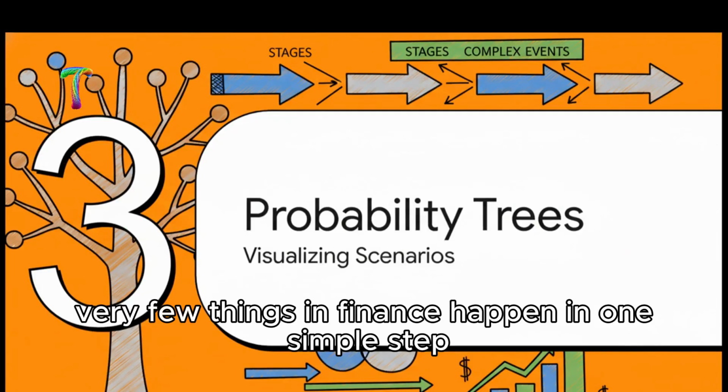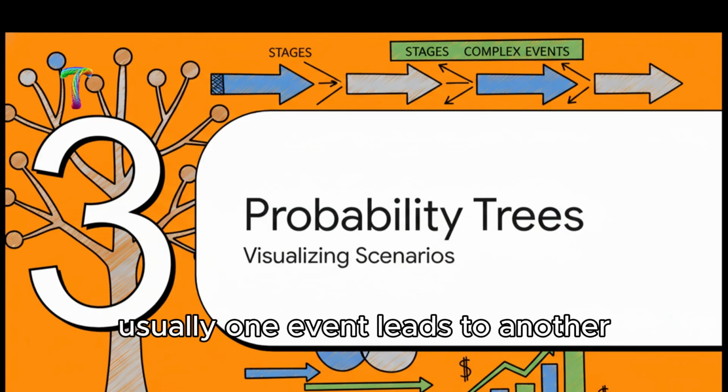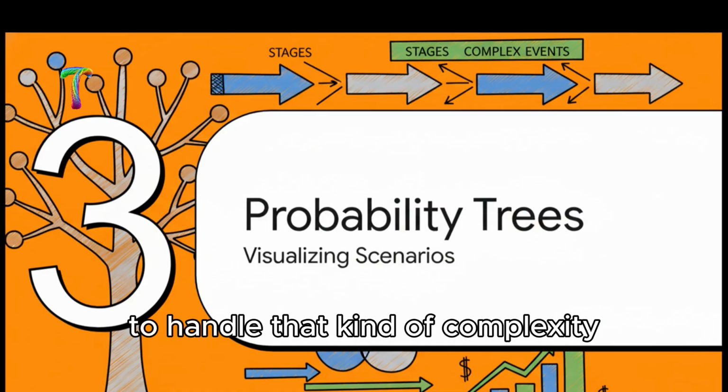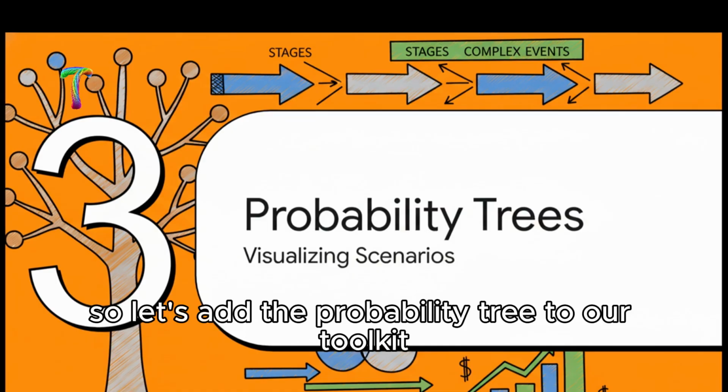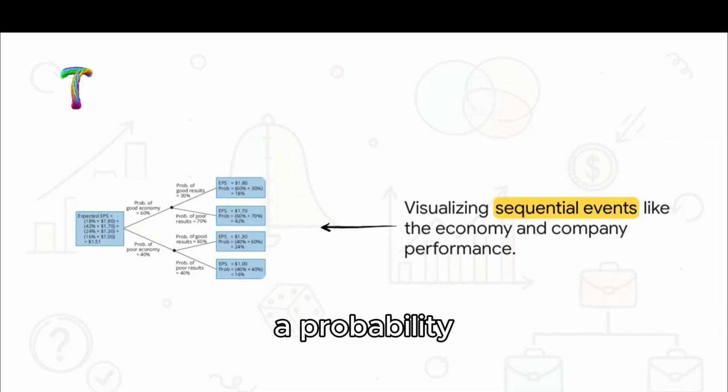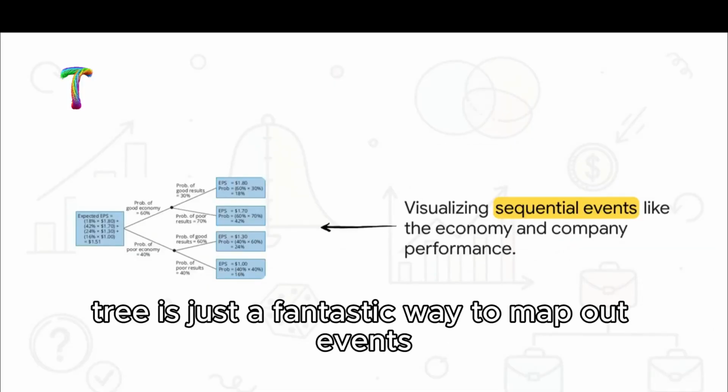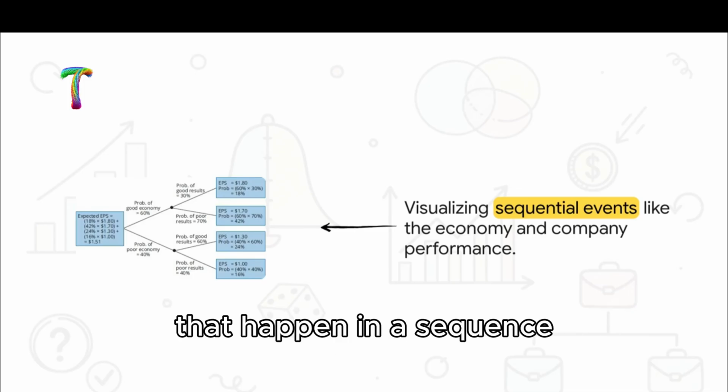You know, very few things in finance happen in one simple step. Usually one event leads to another, which leads to another. To handle that kind of complexity, we need a visual tool. So let's add the probability tree to our toolkit. A probability tree is just a fantastic way to map out events that happen in a sequence.